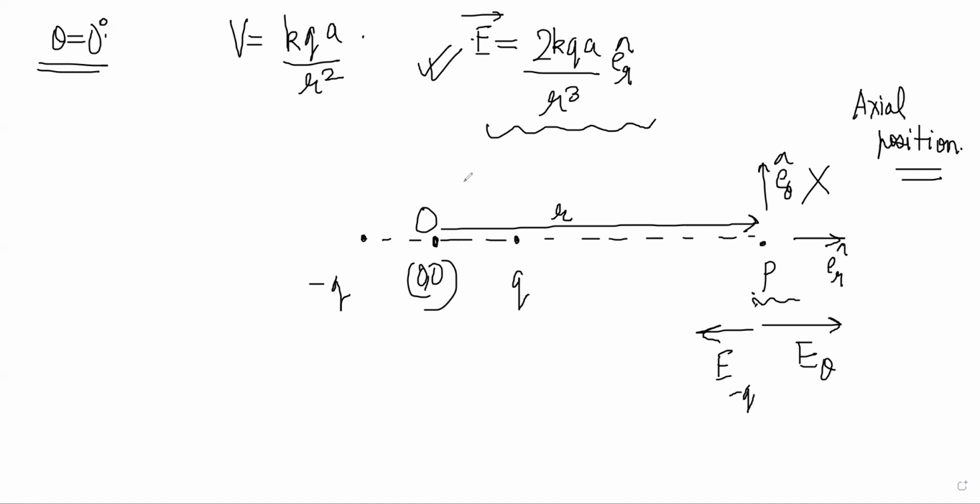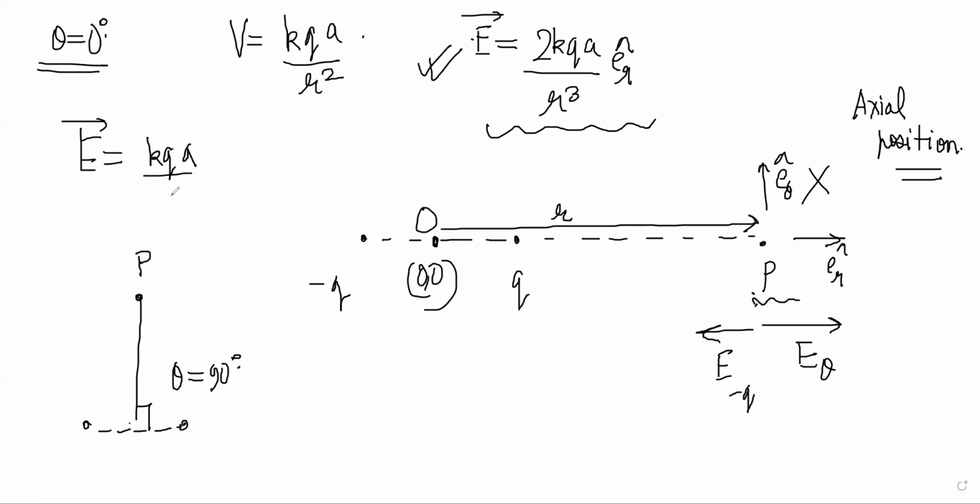There is another position that is sometimes asked, which is the equatorial position, which is somewhere here, right? Which is a point that is on the perpendicular bisector. So theta is equal to 90 degrees. And now the cos theta component vanishes for the field. 2kqa cos theta by r cube, so that is 0. And kqa sin theta by r cube is the E theta component. There is no field in this direction, but there is field in this direction.